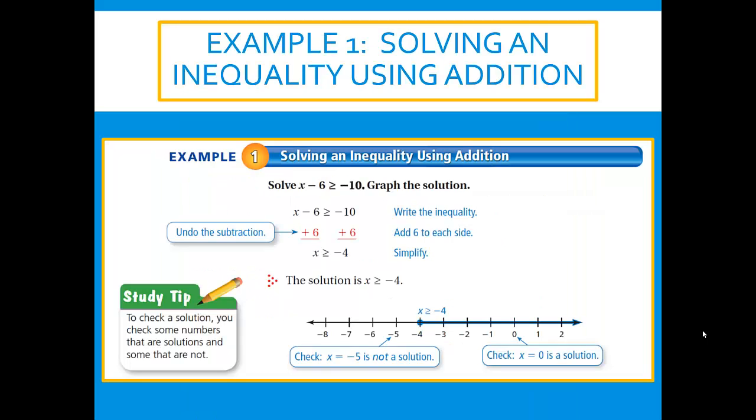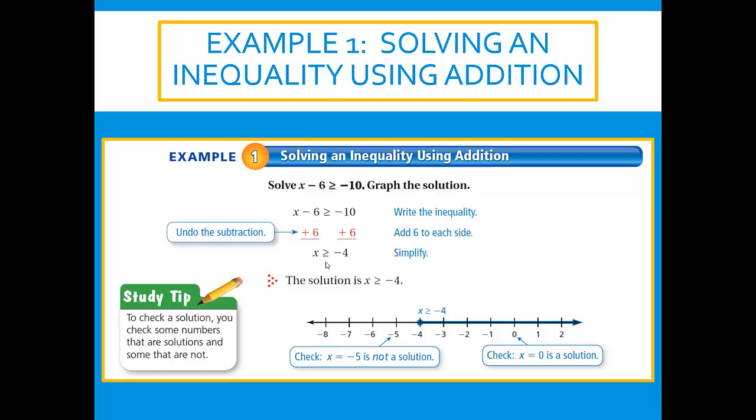For our first example, we're solving an inequality using addition. We're going to solve x minus 6 is greater than or equal to -10, and then we're going to graph the solution. When we solve this inequality, we're going to undo the subtraction, and we'll do that by adding 6 to each side. When we add 6 to the left-hand side, we get x, and when we add 6 to the right-hand side, we have -10 plus 6, which is -4. Then our symbol stays the same, so we'll have x is greater than or equal to -4.